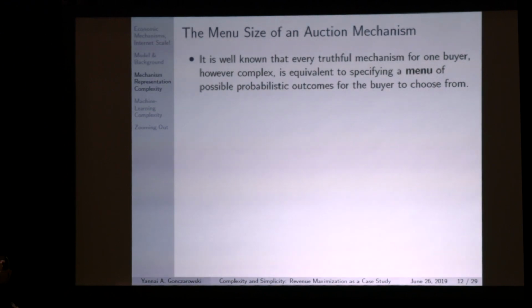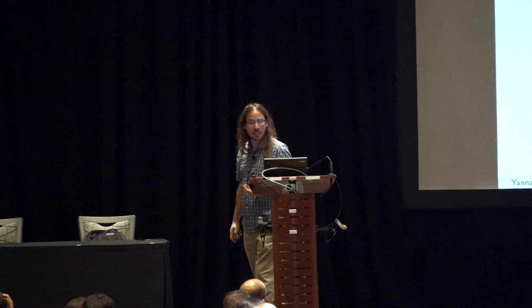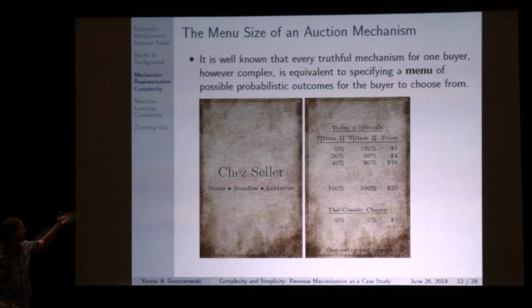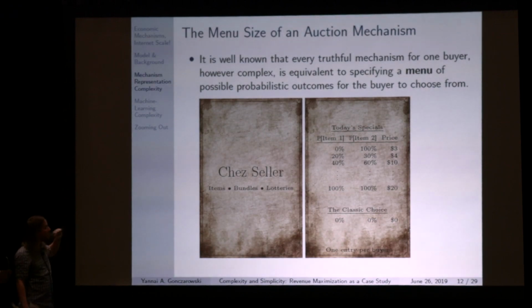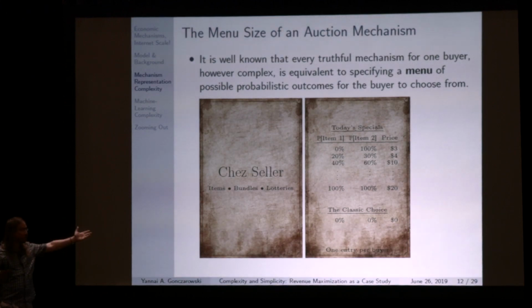Any truthful mechanism for a single buyer, however complex, lotteries, multi-round, whatever, is equivalent to specifying a menu of possible probabilistic outcomes for the buyer to choose from. So here's a possible menu. The first row in the menu, if you choose that, you're going to get the first item with probability 0, the second item with probability 1, and you're going to pay $3 for this. If you take a look at the third row, for example, you get the first item with probability 40%, the second item with probability 60%, and you're going to pay $10 for this. And there's always the option, the bottom option, of paying nothing and getting nothing.